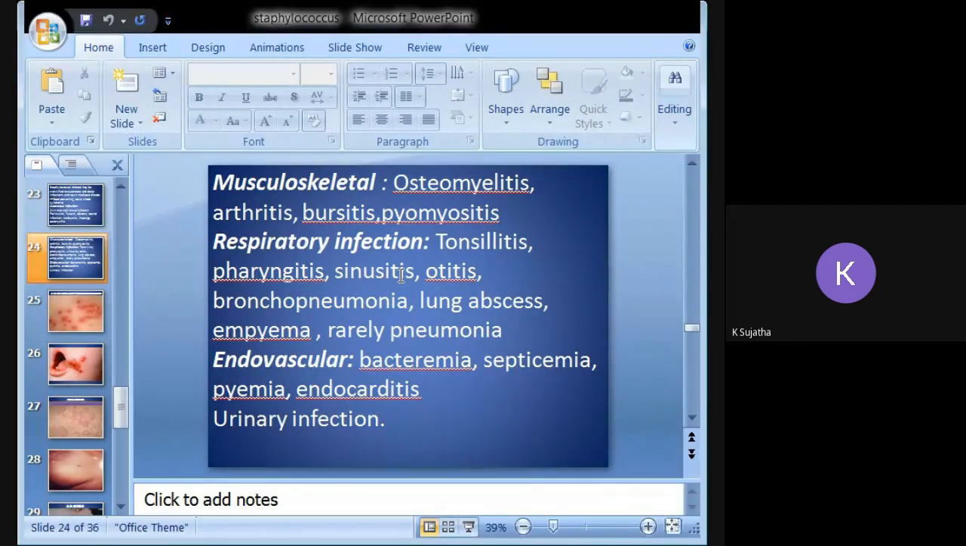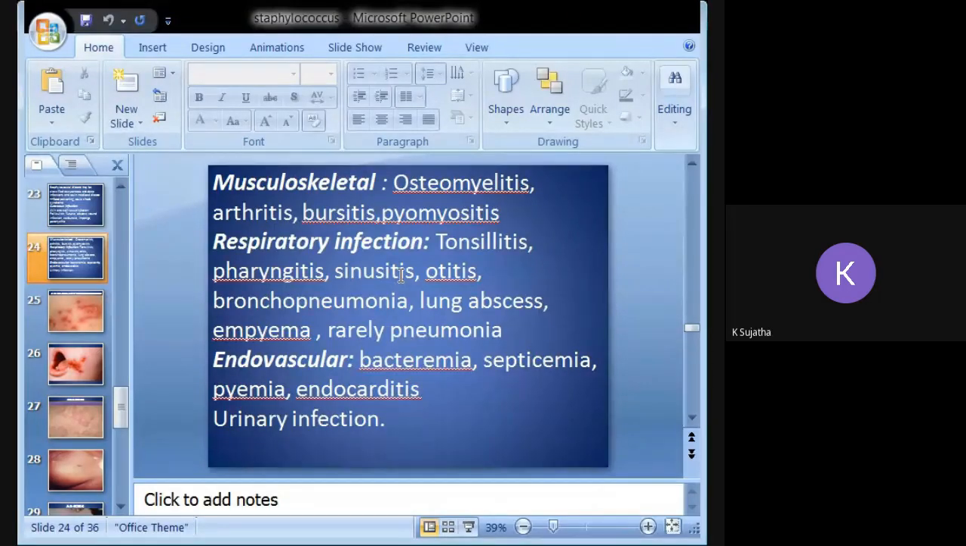Next, blood should be collected in blood culture bottles, and then these specimens are transported in glucose broth and tellurite broth also. What are glucose broth and tellurite broth? These two broths are transport media. Note this point: glucose broth and tellurite broth are both transport media.